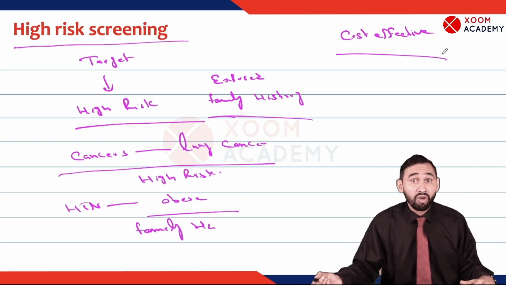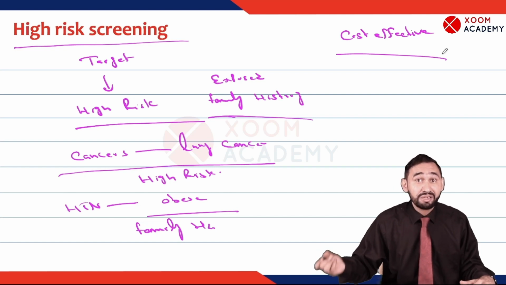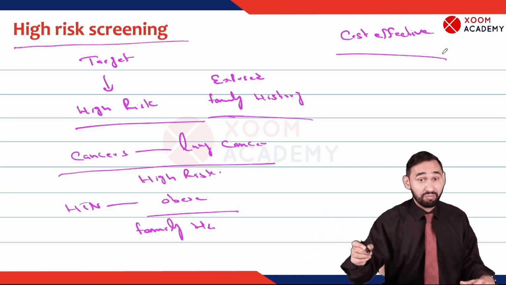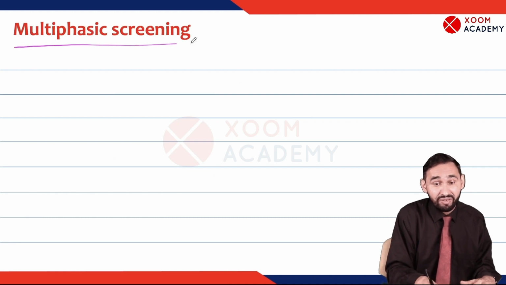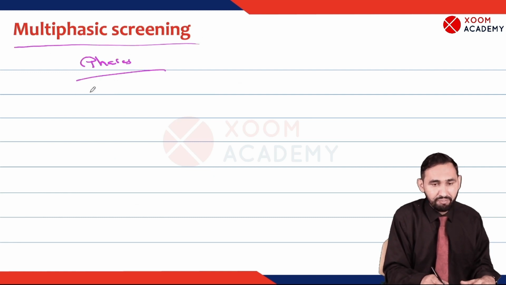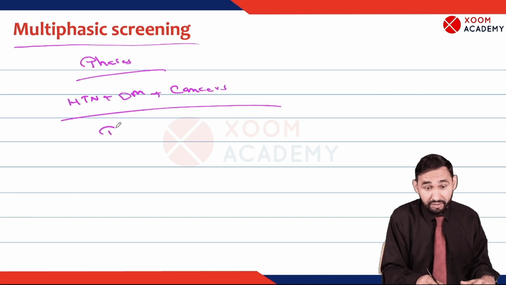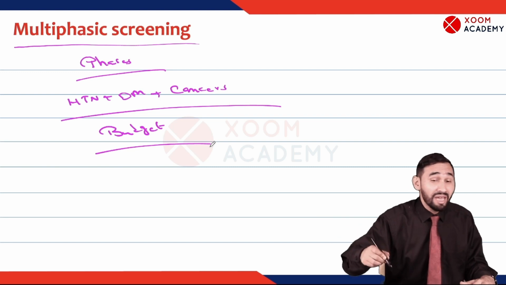The screening process is time consuming. It is applied on communities. It takes time, it takes money. So we have to do a targeted approach, a specific approach. That is high risk screening. Multiphasic screening is screening done in phases. Like in the same person, you are screening for hypertension, plus you are screening for diabetes, plus you are screening for cancer. Budget is required, time is required to conduct that type of screening, and there may be errors.